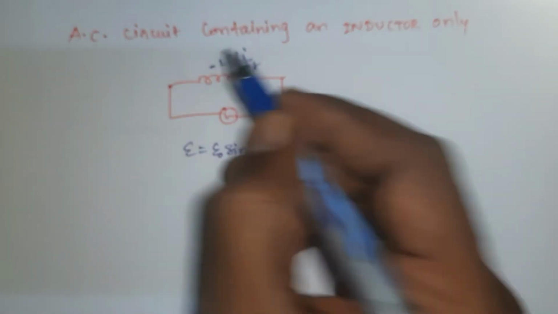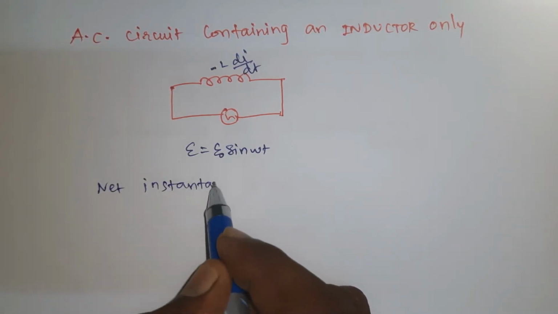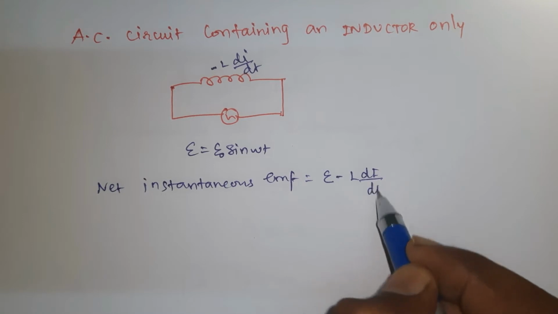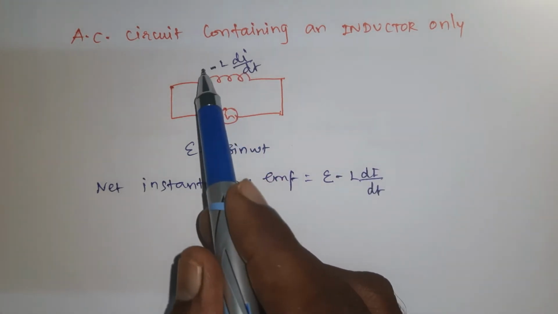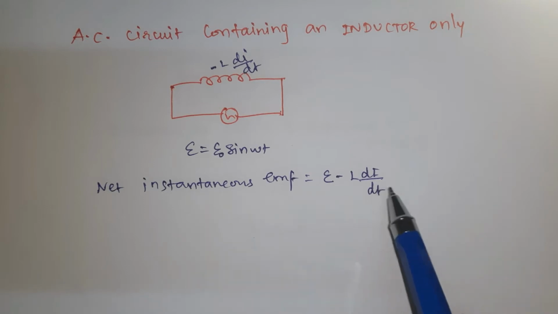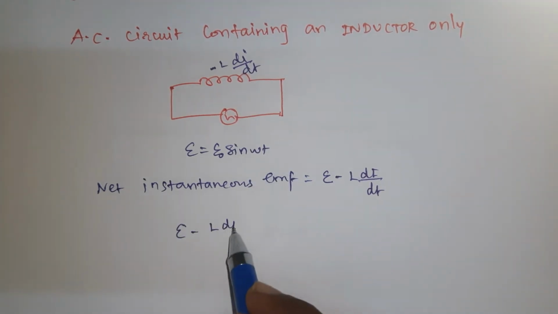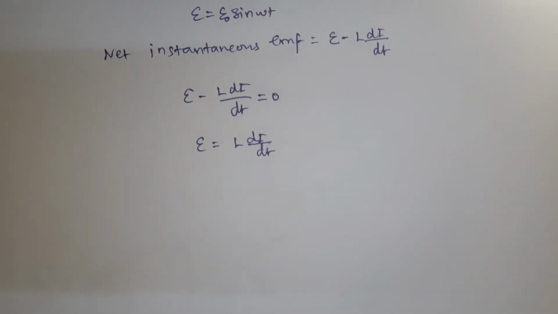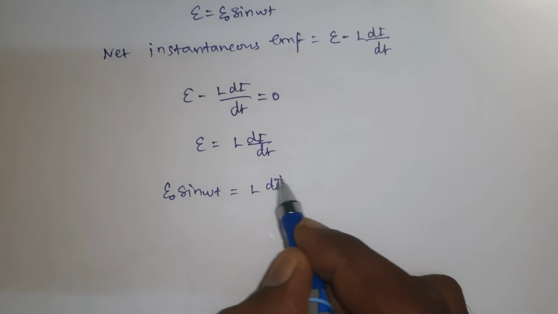So a negative sign. Net instantaneous EMF is equal to E minus L di by dt. Here E is positive, so plus will come. For the negative sign, here automatically negative sign will come. But this EMF must be 0 because there is no resistance in the circuit. So E minus L di by dt is equal to 0. E is equal to L di by dt. So the applied EMF, E naught sine omega t, is equal to L di by dt.